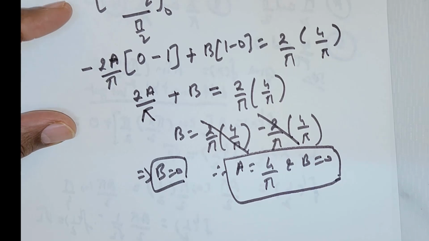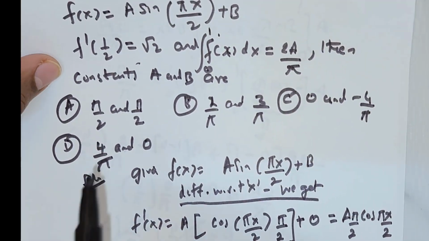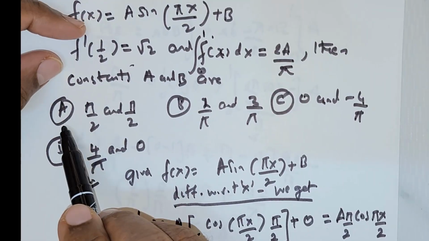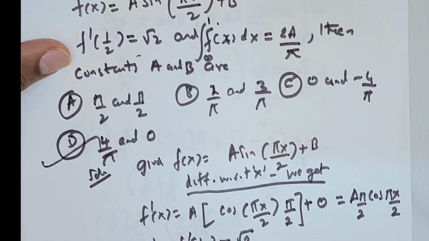So now, having got the solution, go back and check which of these choices meet our requirement. Is it A? No. Is it B? No. Is it C? No. Is it D? Yes. So that's the right solution for this question.